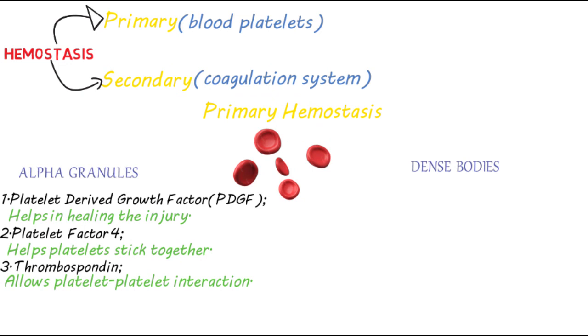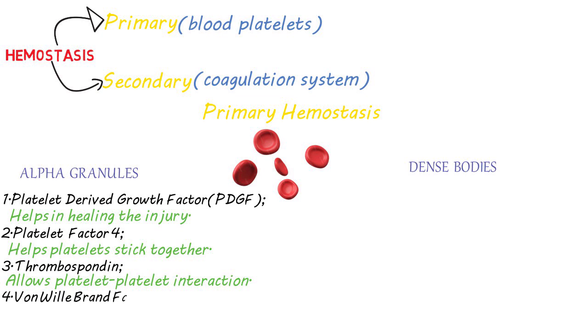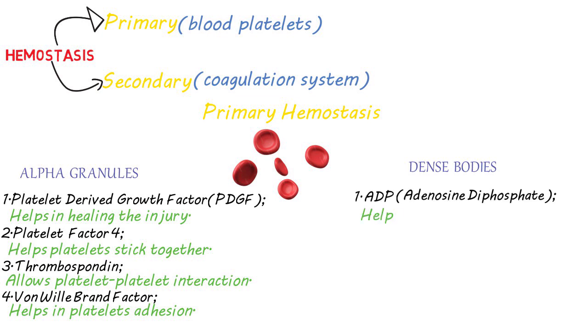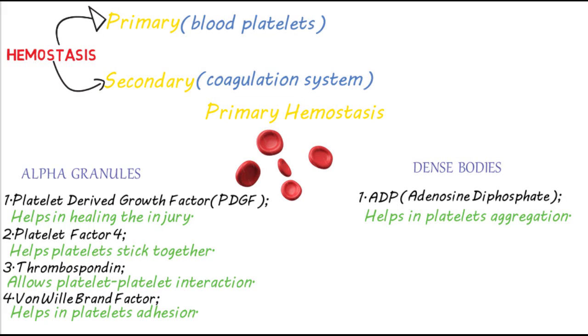Then we also have von Willebrand factor. Von Willebrand factor helps in platelet adhesion. We'll be discussing platelet adhesion shortly. Then the other part of the blood platelet is the dense bodies, and the dense bodies are made up of ADP. ADP helps in platelet aggregation. We'll also discuss that shortly.